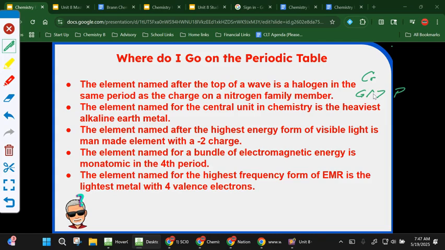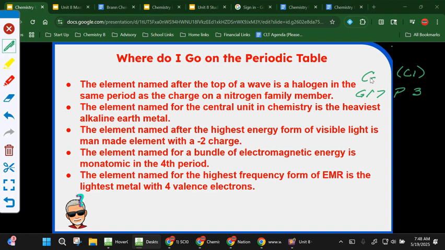Now, same period as the charge on a nitrogen family member. What is the charge on a nitrogen family member? Now, we cannot have a negative period, correct? So what period are they talking about? Period 3. So what element is currently in group 17, period 3? Chlorine. So that is the spot where on the test you would place Crestogen.